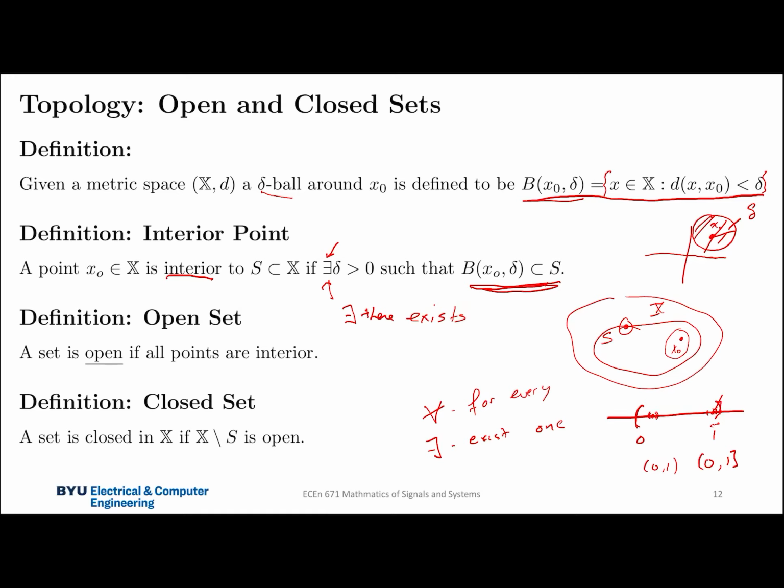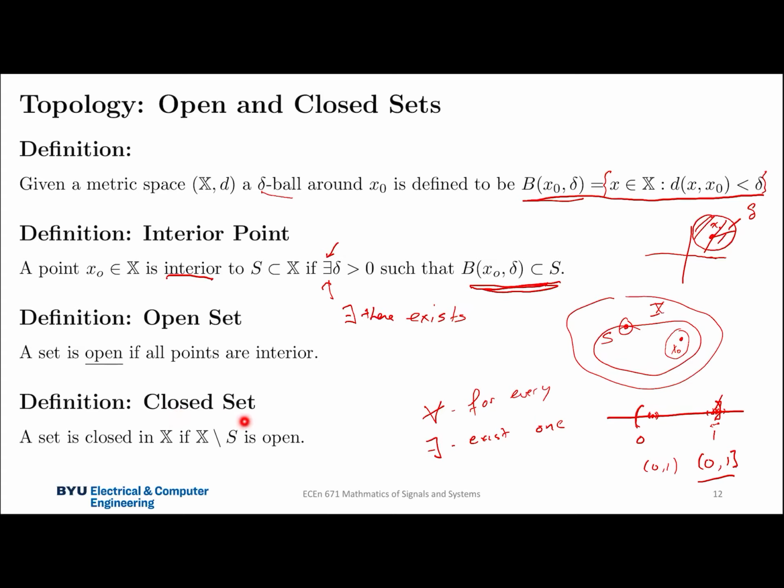Then, once we include 1 here, there's no delta ball that is all inside of this. So this set that includes the endpoint is not going to be open. Okay, so an open set is one in which all of the points are interior. In other words, every point in that set, you can put a delta ball around that point for some arbitrarily small delta.